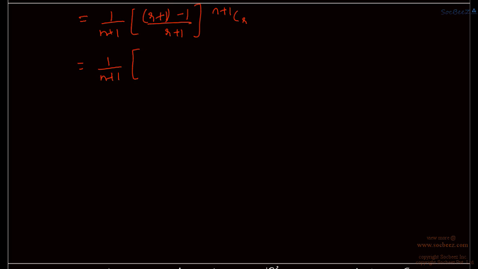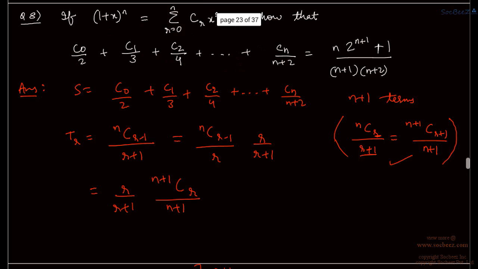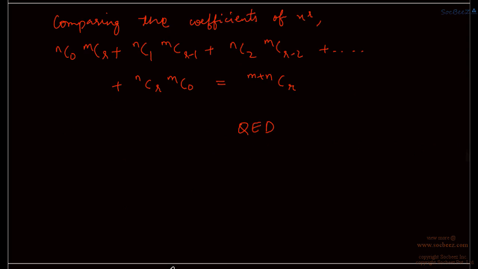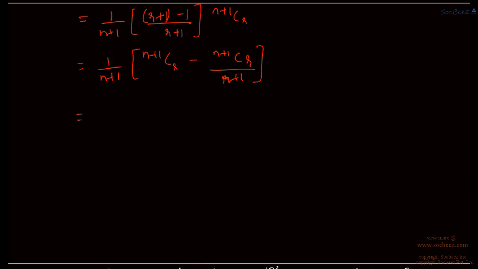Now the first term is just 1, so if you take this, we have (n+1)Cr minus (n+1)Cr/(r+1). This was the purpose for me doing it this way. You can now see that the second term is again of this form, nCr/(r+1). So this is 1/(n+1) times [(n+1)Cr minus (n+2)C(r+1)/(n+2)]. This is our T_r.